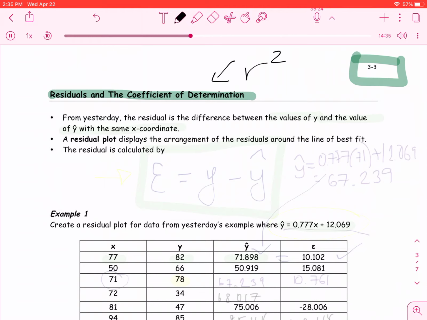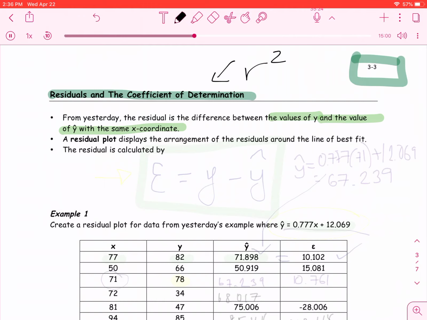Okay, so as the first 3 points read from yesterday, which is the 3.2 lesson, the residual is the difference between the value of y and the value of y hat with the same coordinate of x value. So again, looking at that difference, this is what y is. This is what the predicted y value would be if you follow through with that equation.